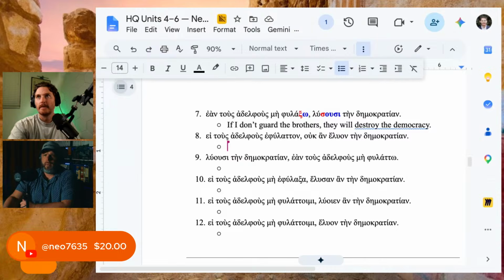So, all right, what are we on now? Let's do this. So, A tus adelphus, you want to do? Yeah. A tus adelphus effulaton uk an eluan ten demokratian. Demokratian, right? Demokratian.